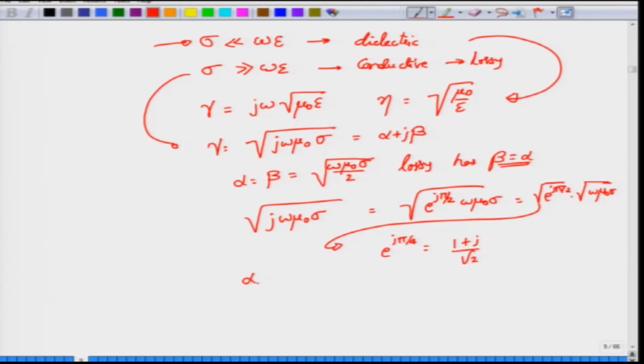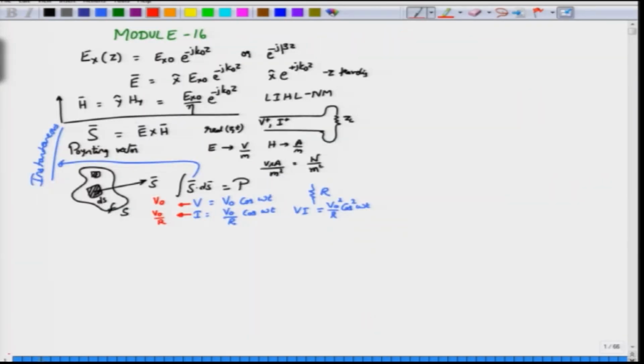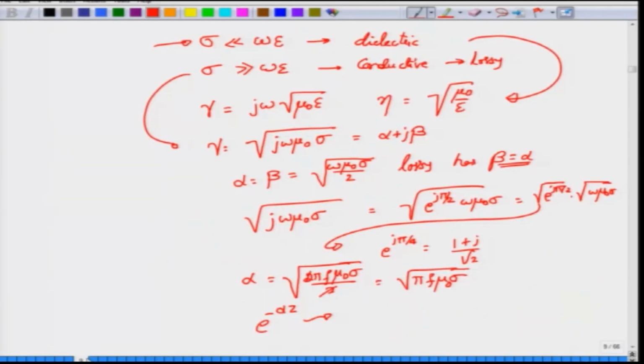In fact, this alpha, which is given by the square root of omega mu naught sigma by 2, substituting omega as 2 pi f and cancelling off the 2, will give you the square root of pi f mu sigma, or pi f mu naught sigma. Okay. And the expression e power minus alpha z, the attenuation along z for the z propagating wave, can be rewritten as e power minus z by delta, where delta is equal to 1 by alpha, which is equal to 1 by the square root of pi f mu sigma, or mu naught times sigma for a non-magnetic medium.